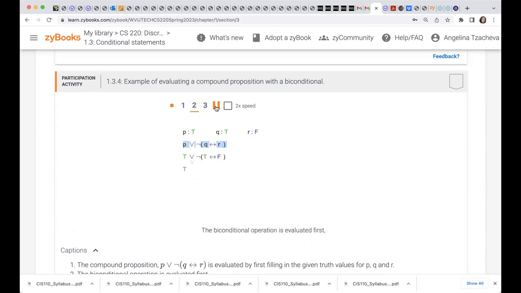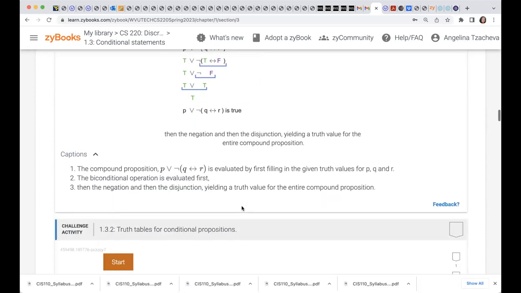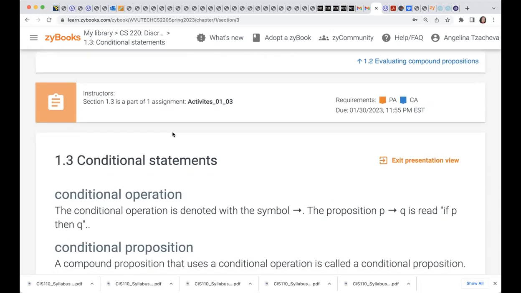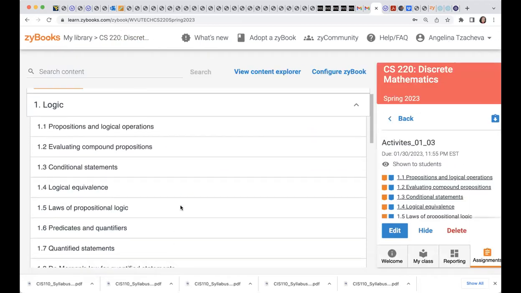Next, parentheses come first. So this evaluates to false because one of those is false. And then we'll evaluate the or sign. I mean, so the negation and then the or sign. So negation of false is true and true or true is true. So eventually this statement evaluates to true. And let's see the next one here.